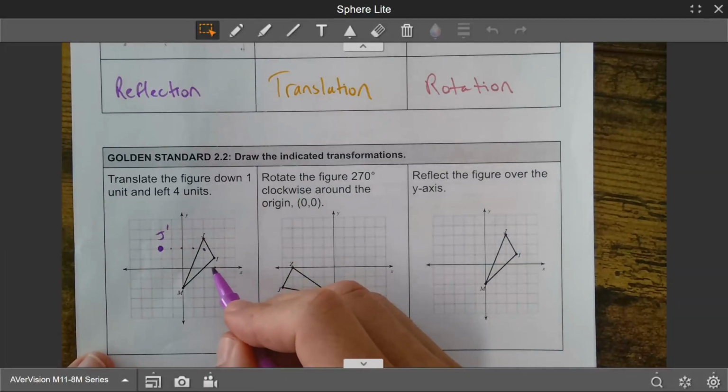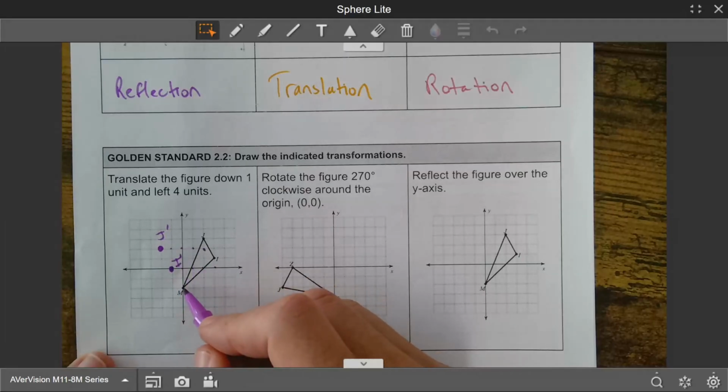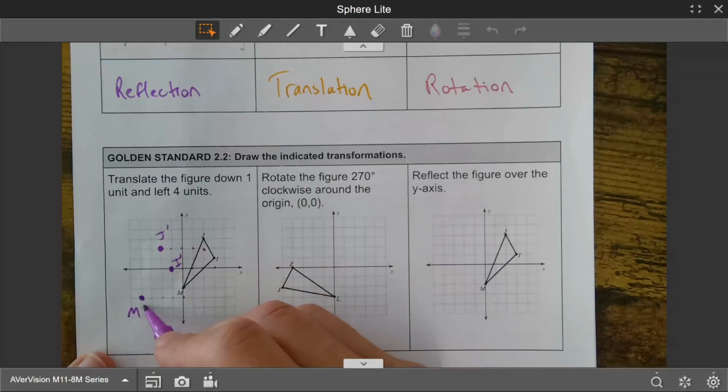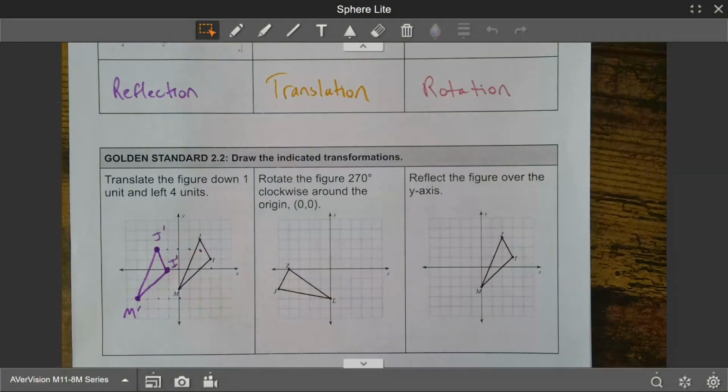I, down 1, left 1, 2, 3, 4. Make sure you're counting the lattice points, not the boxes in between. Down 1, 1, 2, 3, 4 to the left. M prime. Connect the dots to draw our image.